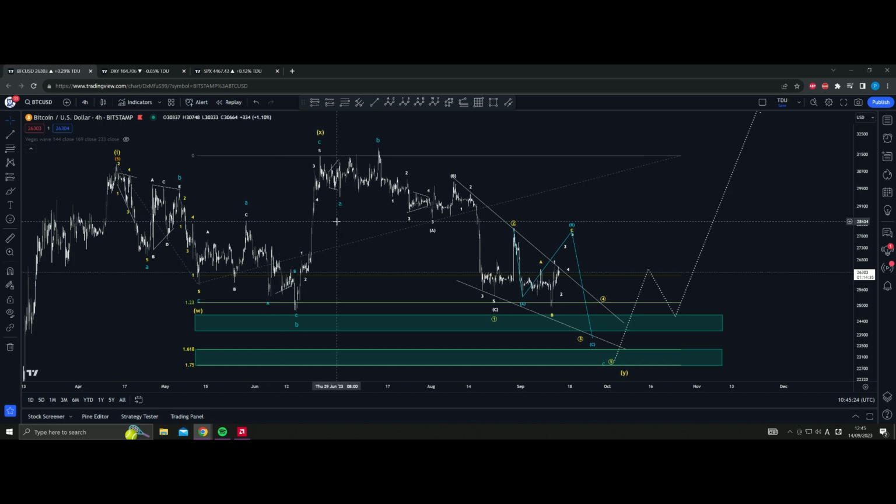This time I'm gonna check Bitcoin, DXY and SPX to find some correlation and to see if we can find the incoming direction of the markets. So everybody cares about Bitcoin, right?